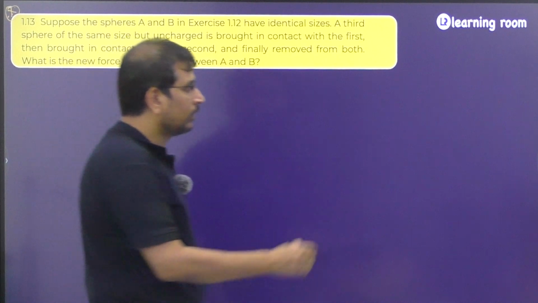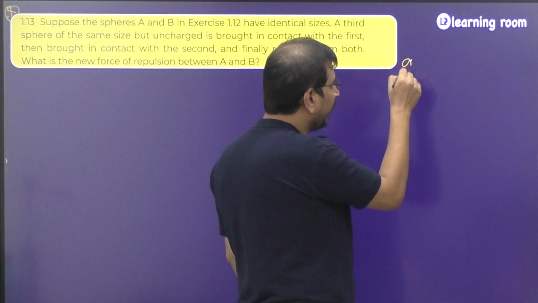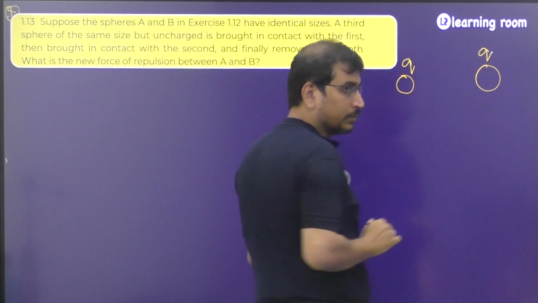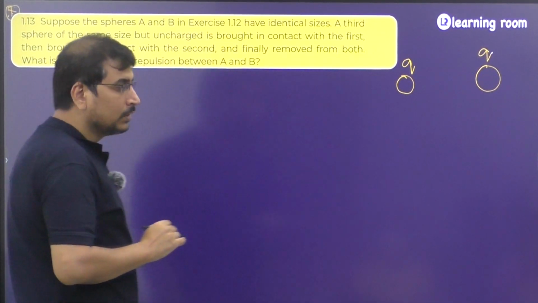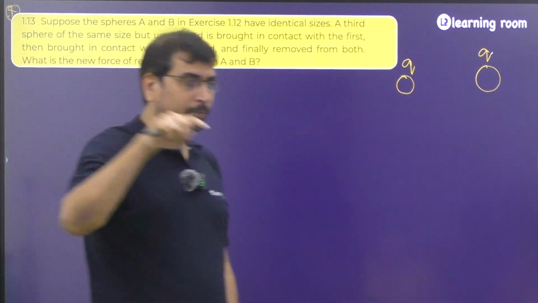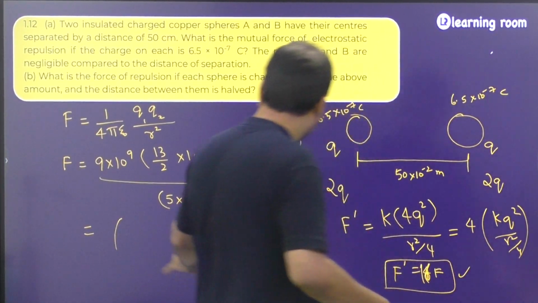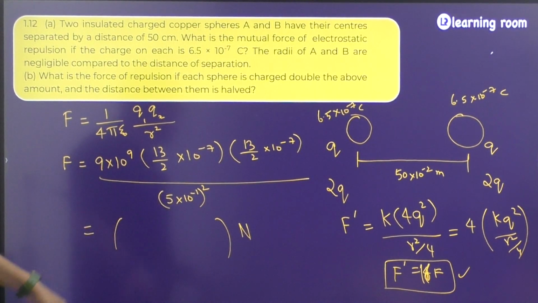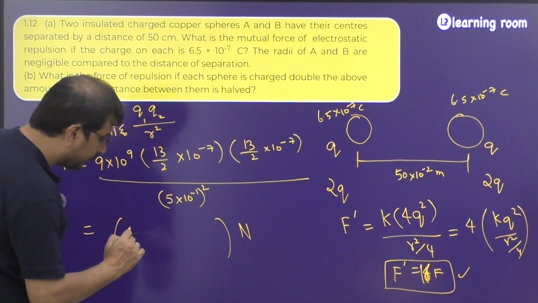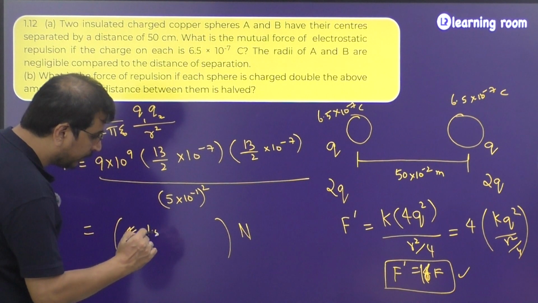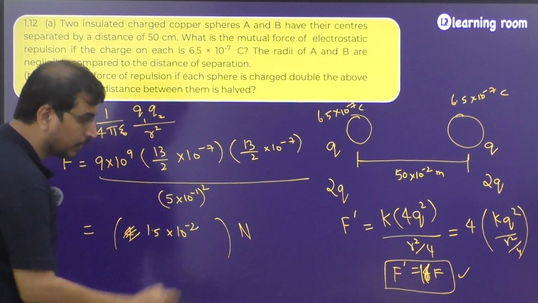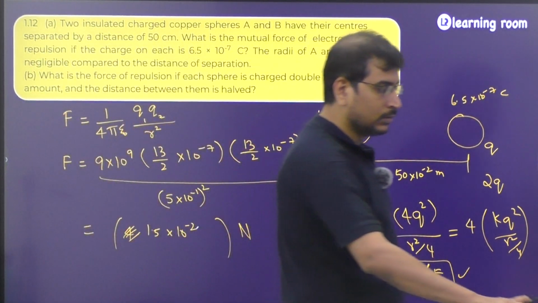Listen to this. So initially, if I take the charge to be Q here, and the charge to be Q here, right? First of all, tell me what is the value that was obtained in the previous case. So what is this value? 4.5 into 1.5 into 10 power minus 2. Okay, let's remember this.